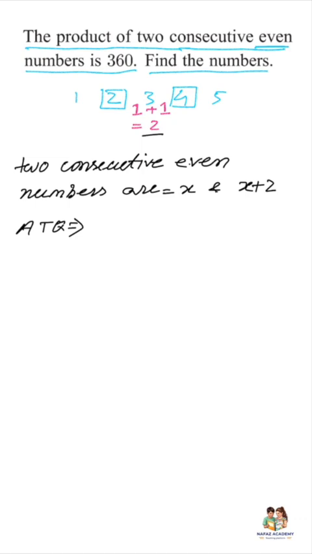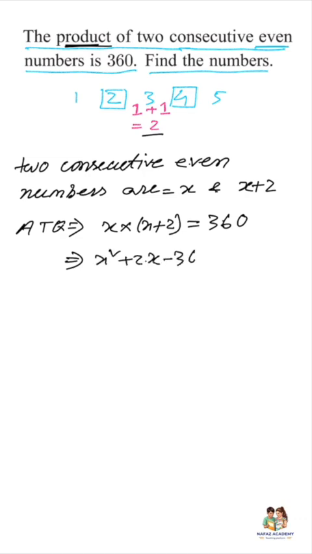So according to the question, what is that? The product, that means the multiplication between them, x times x plus 2 equals what value? 360. So x squared plus 2x minus 360. I move 360 from the right side to the left side, and it is a quadratic equation. Let's factorize it to solve the equation.